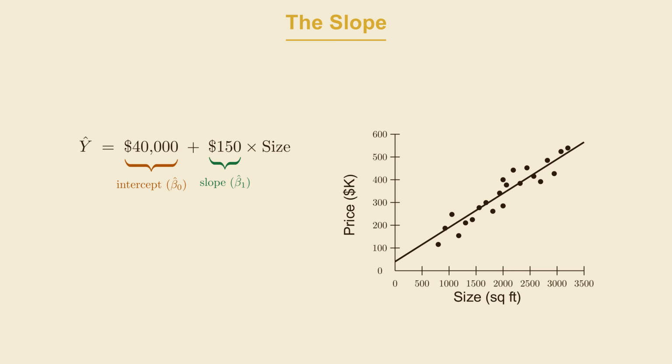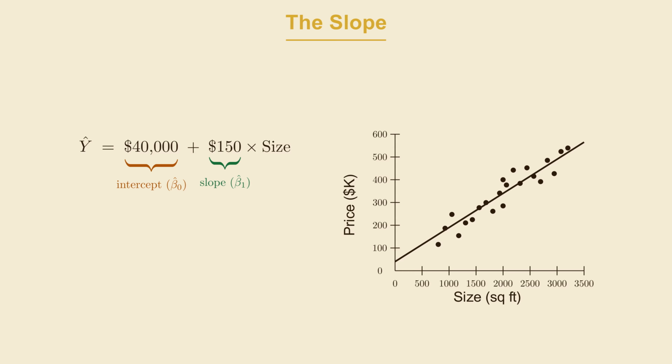We'll take them out one at a time, and let's start with the slope, because the slope is actually the number that you care about most often. The slope tells you how much the predicted price changes when the house gets 1 square foot bigger. Here, that number is 150. So basically, every additional square foot adds about $150 to the predicted price of the house.